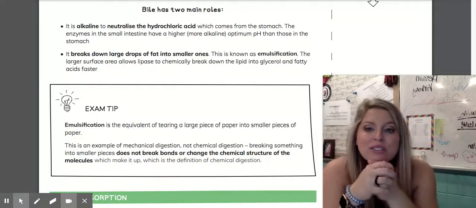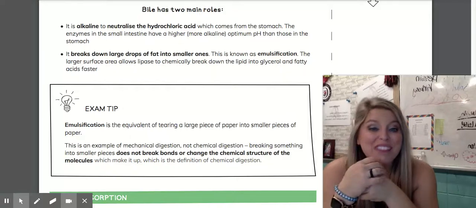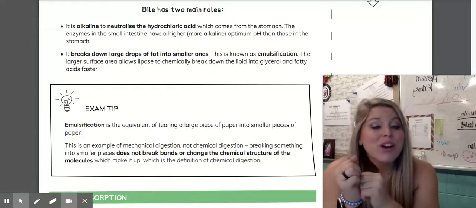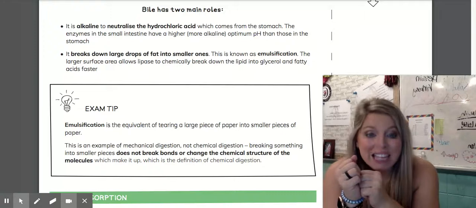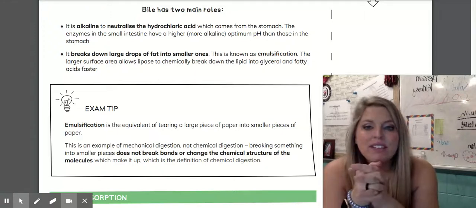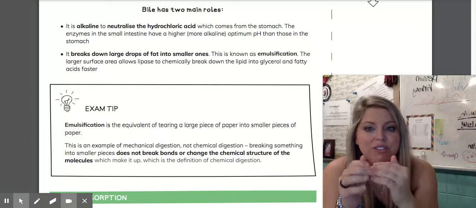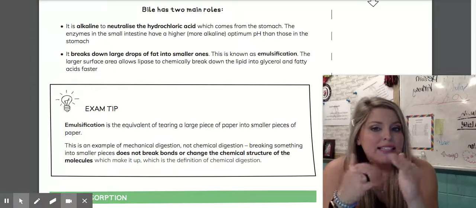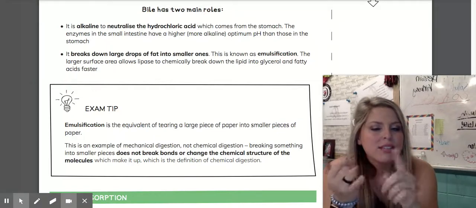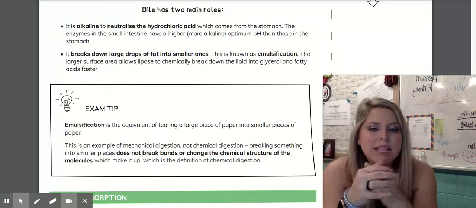And then bile is also going to help break down large drops of fat into smaller ones. We call this process emulsification. Make sure you have that definition written down in your notes. This is where the larger surface area allows lipase to help break down those lipids into the glycerol and fatty acid a little bit easier.